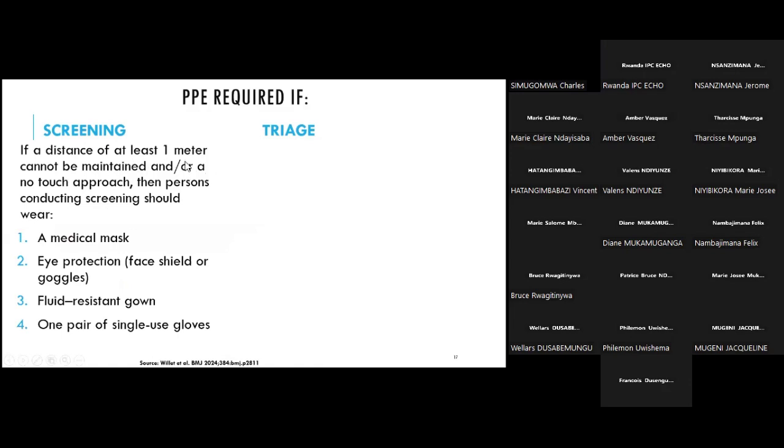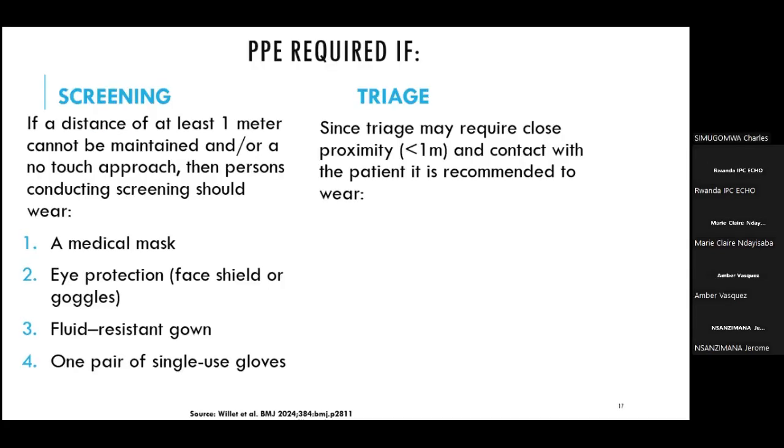If we cannot maintain 1 meter, then the screener must have a medical mask, eye protection, fluid-resistant gown, and 1 pair of single gloves. And of course, they must have hand hygiene facility, like hand wash or hand rubbing. At the triage, most of the time, we cannot keep 1 meter distance. We need, in most situations, to be in contact with the person to do the triage. Sometimes there are those patients who are not stable, the one you can give the hand to hold.